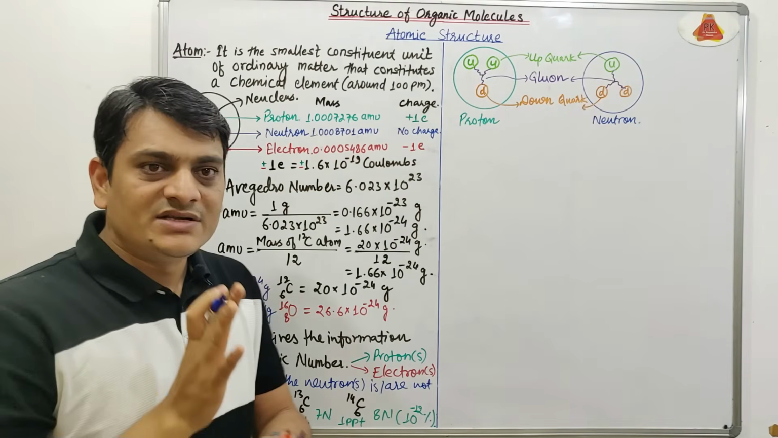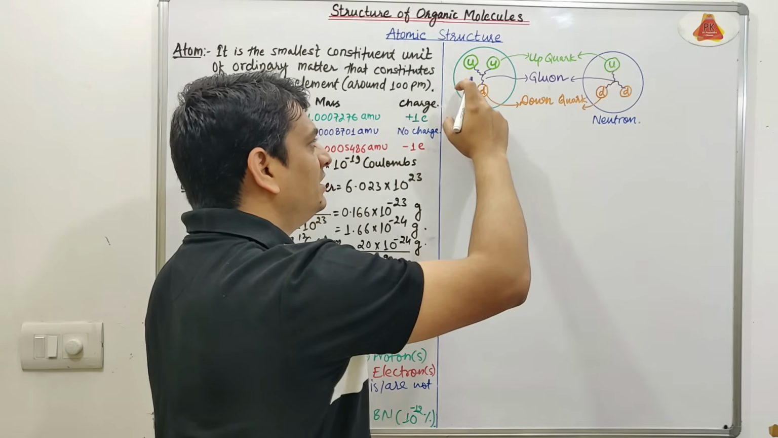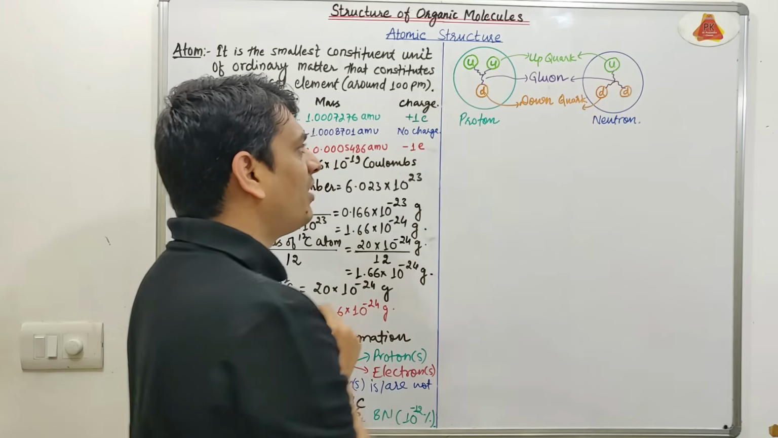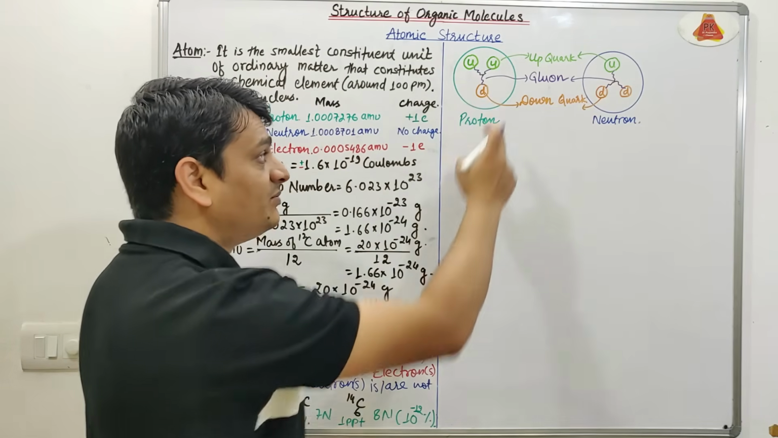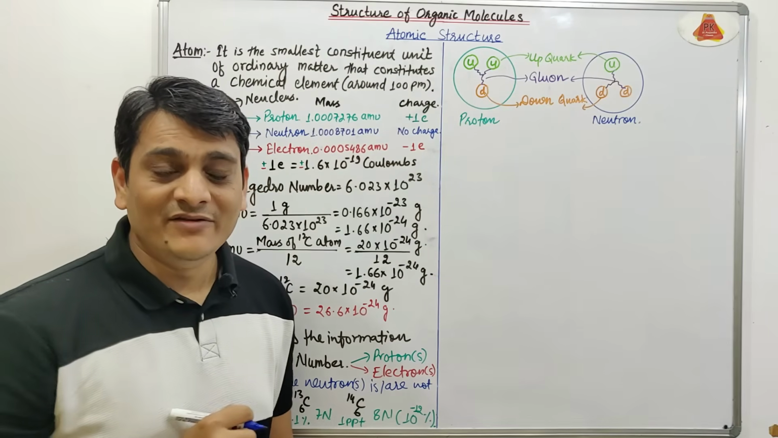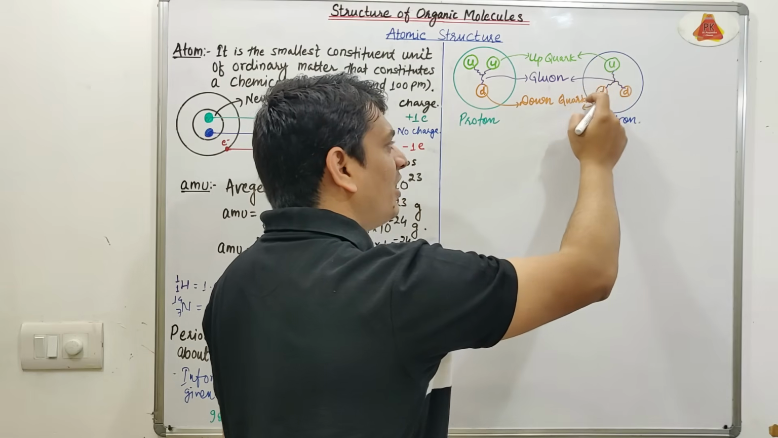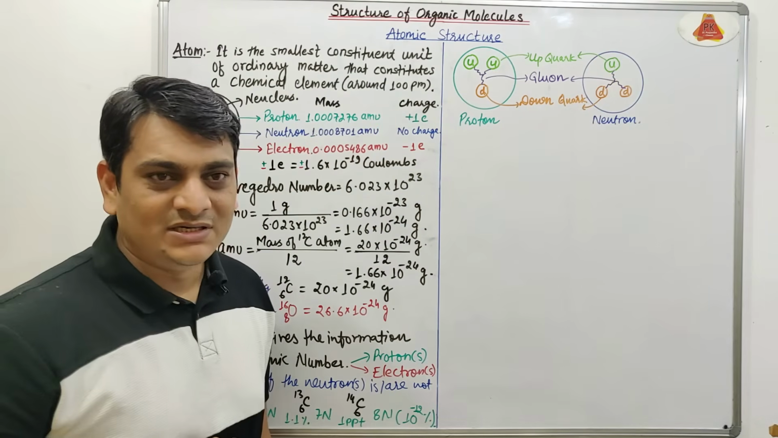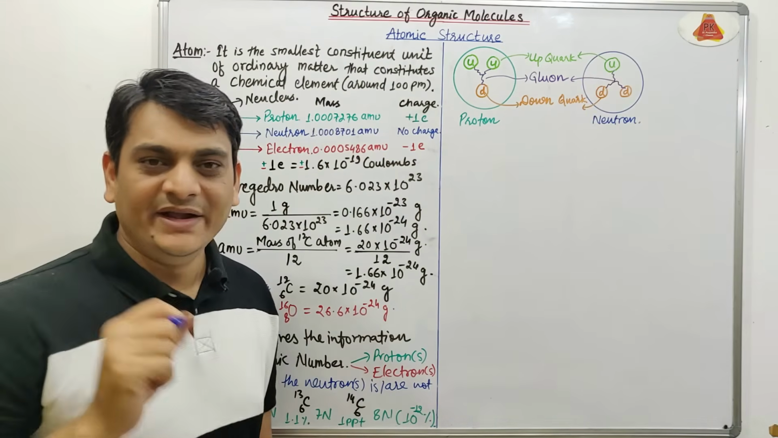So this is the inner structure of the proton. If we are talking about the proton, then it contains two up quarks and one down quark, and all these three are attached by a gluon, that is a binding force. If we are talking about the neutron, then one up quark and two down quarks are present, and it is again attached by a gluon, that is again a binding force.